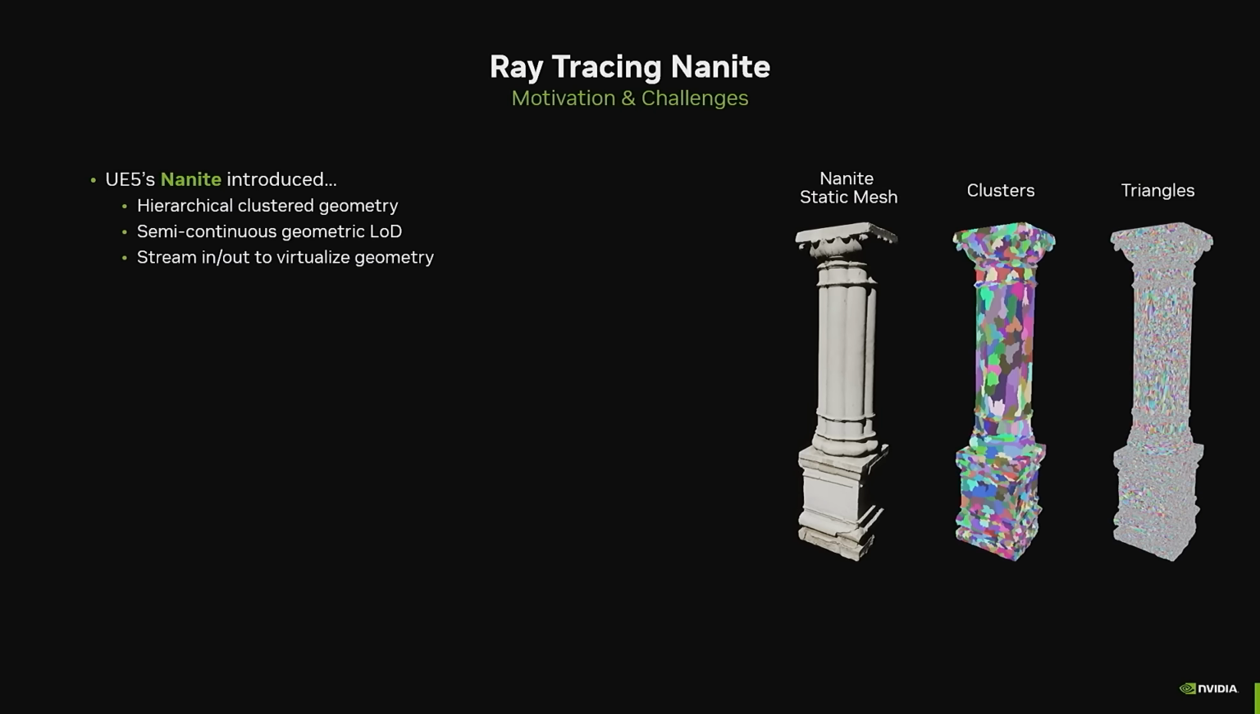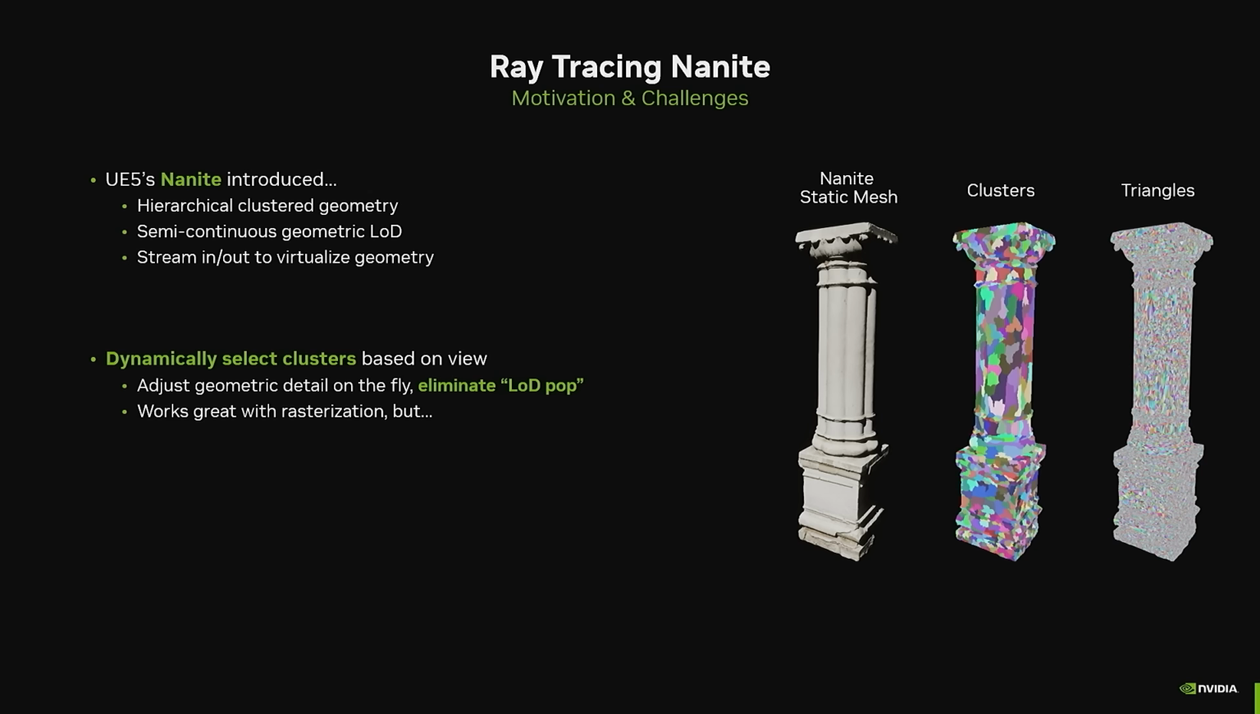Like Evan said at the top, Nanite introduced several important elements to the Unreal game engine. First is the clustering of geometry in a hierarchy. That gives us the ability to have semi-continuous geometric LOD that is really visually continuous, and then the streaming in and out to virtualize that geometry. The really cool part about this is that the clusters are dynamically selected based on the camera's view, and that gives us the ability to adjust geometric detail on the fly and finally eliminate the dreaded LOD pop that we've had for so long.